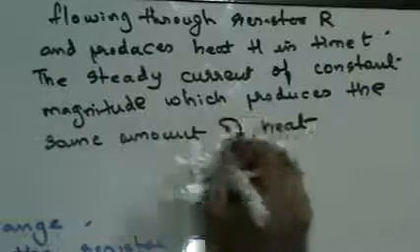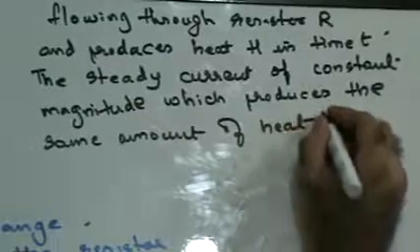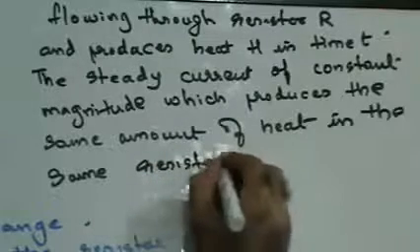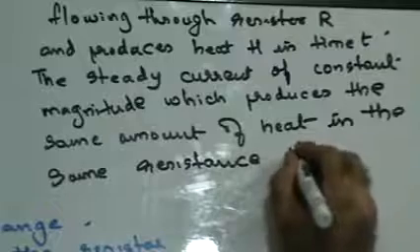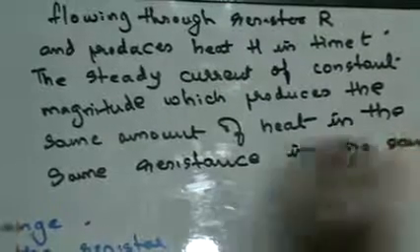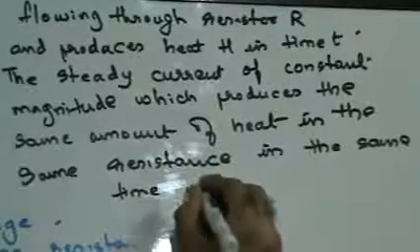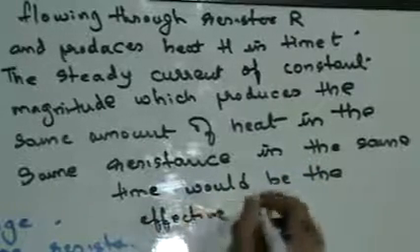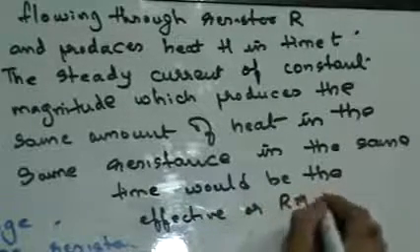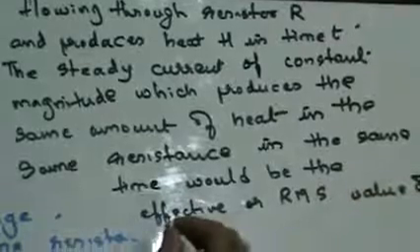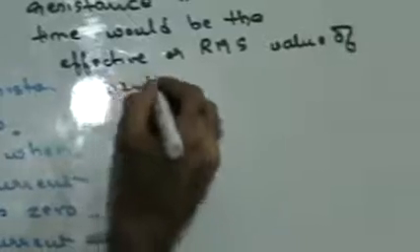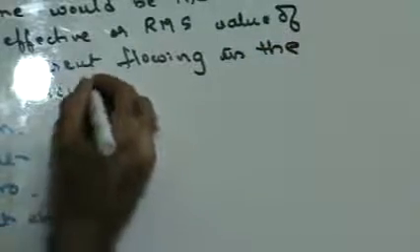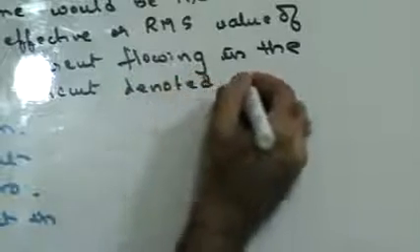I can say that the steady state current which produces the same amount of heat in the same resistance in the same time would be the effective or RMS value of current flowing in the circuit, denoted as IRMS.